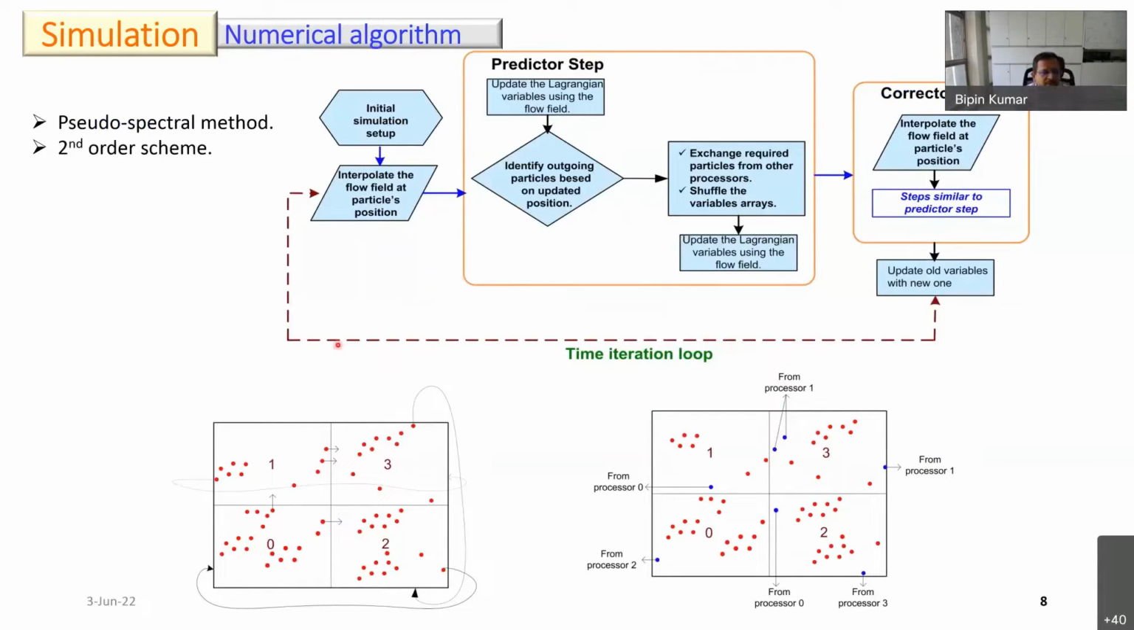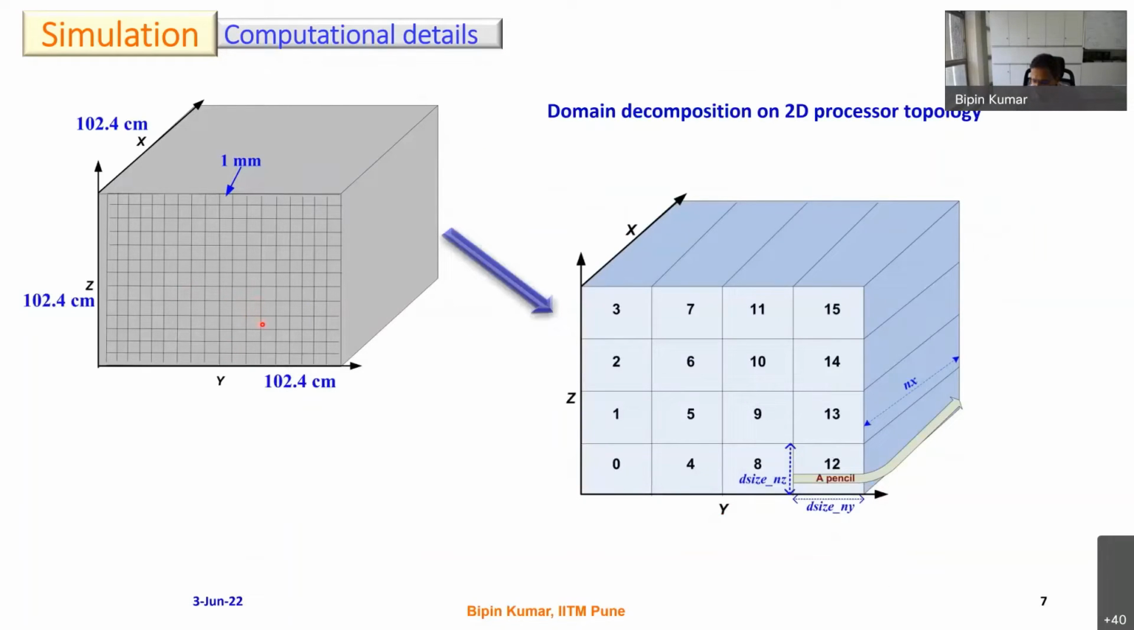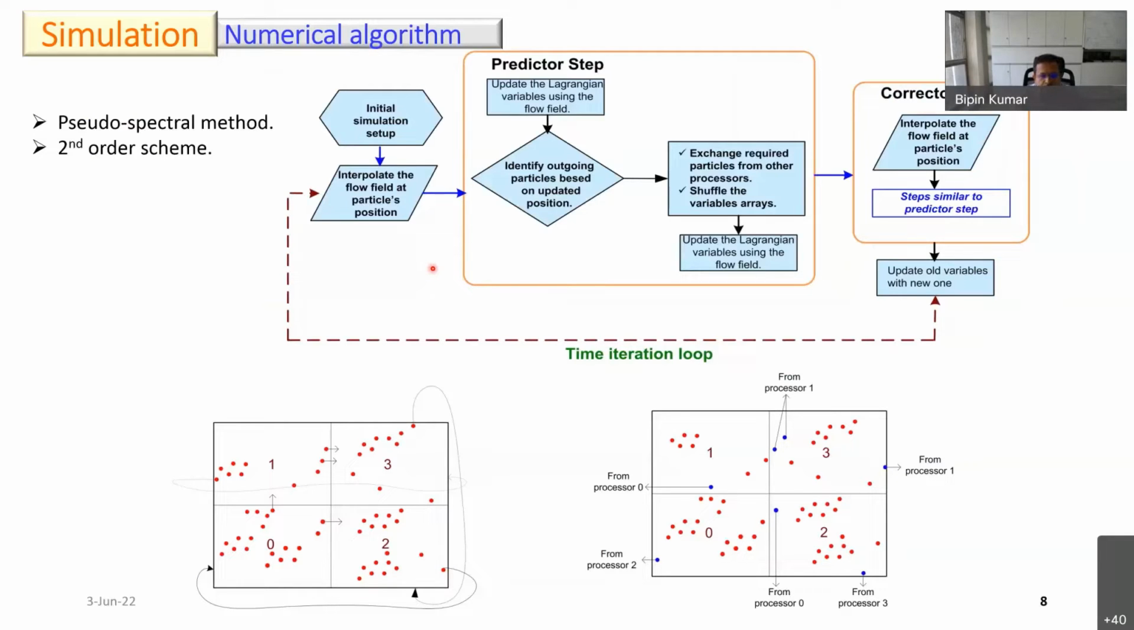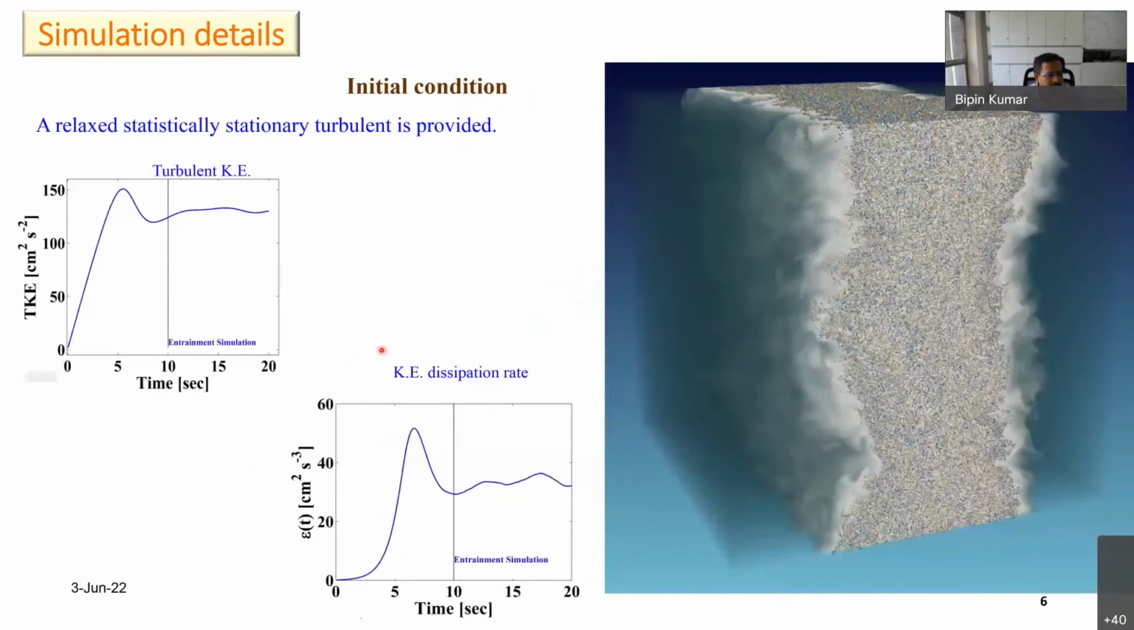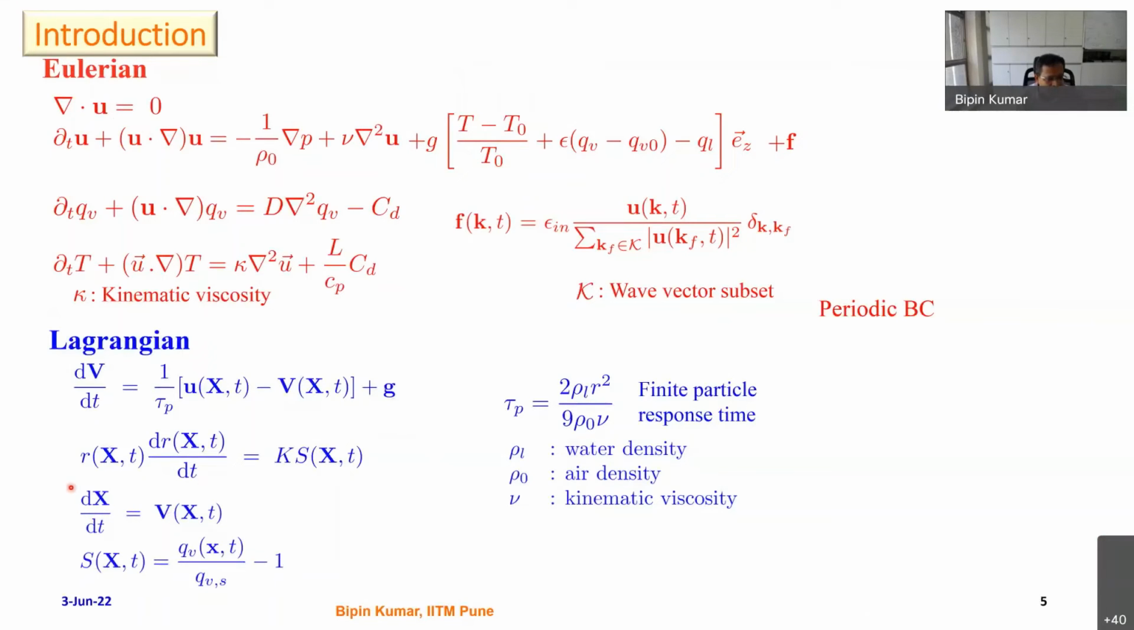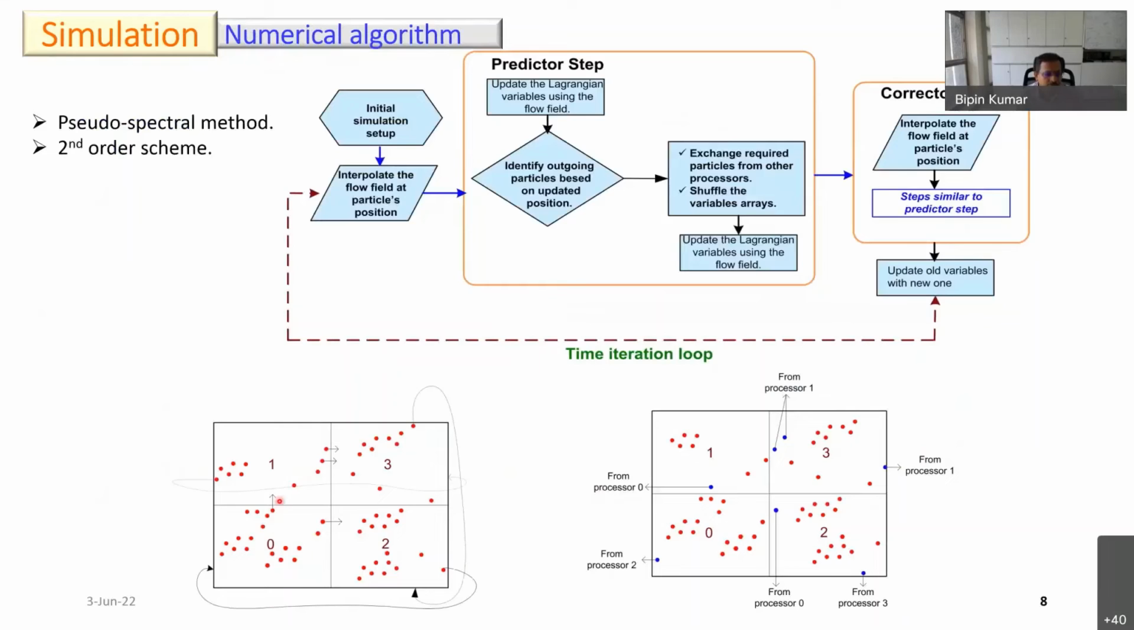But if you see here, in this second order predictor corrector scheme, first we have all this initial setup that I have shown. Then we are solving the fluid flow properties, the variables at the grid points, and the droplets are inside the grids. Suppose these are the grids, and droplets are inside the grid. They are very tiny droplets, in microns. So within the 1 millimeter grid, there are many droplets. When we update the position of any droplets, they can change their location. Suppose they are in processor 0, they can go to 2, 1, 3, anywhere.